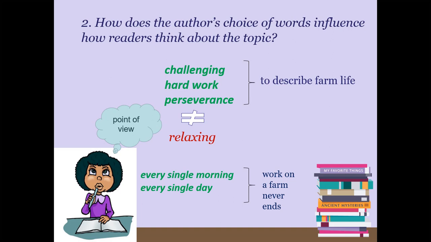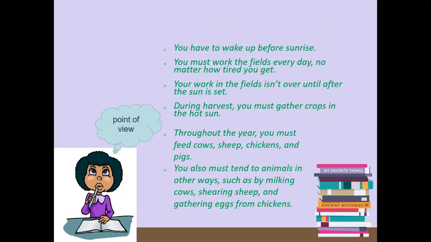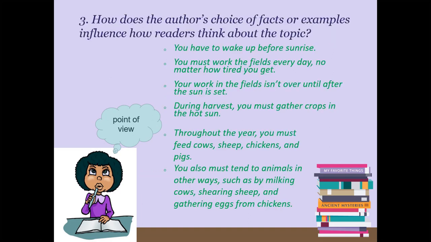So we can see this in the second paragraph as well. The author uses the phrases every single morning or every single day to emphasize to the reader that work on a farm never ends. So here you can see the analysis to the second question. Now let's move to the third question, and it is, how does the author's choice of facts or examples influence how readers think about the topic?